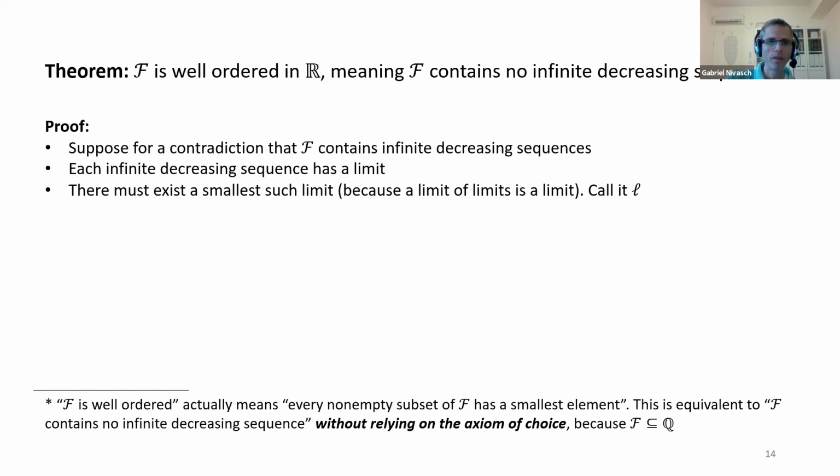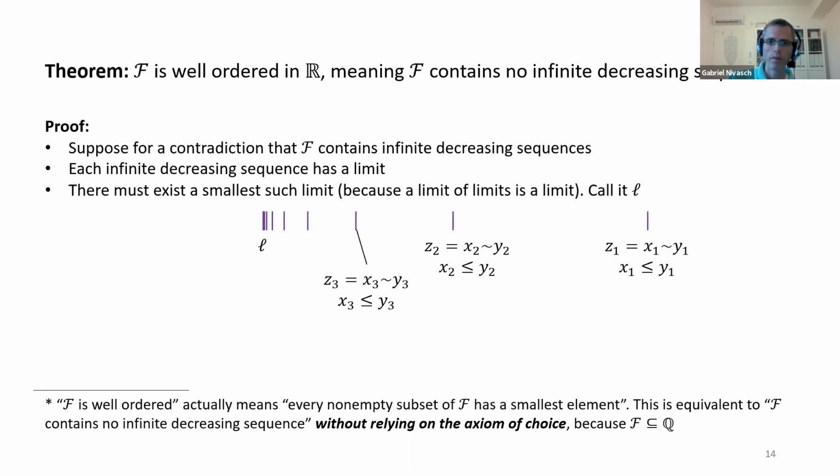So suppose for a contradiction that you do have infinite decreasing sequences in the fusible numbers. Each such sequence has a limit, and there must be a smallest such limit, because a limit of limits is also a limit of fusible numbers. So let L be the smallest limit of a decreasing sequence of fusible numbers. Okay, so here you have this limit L.